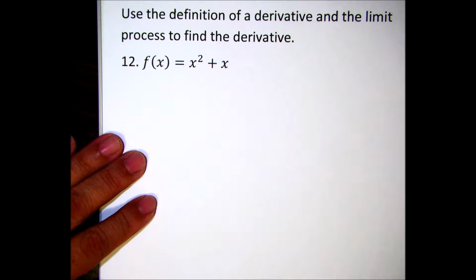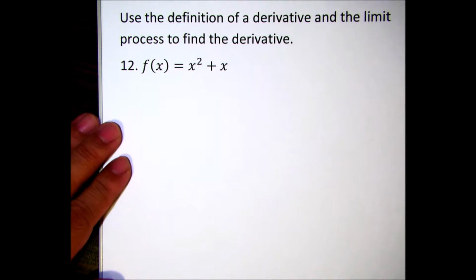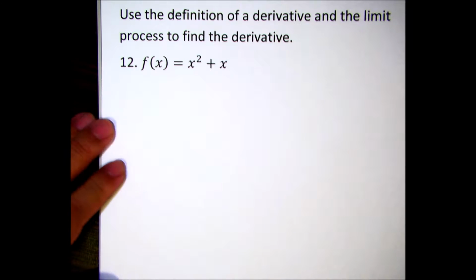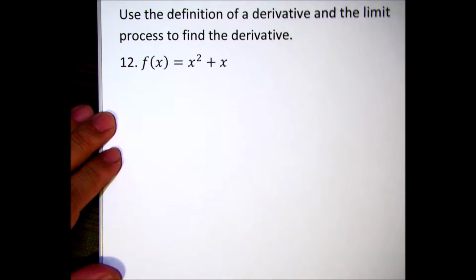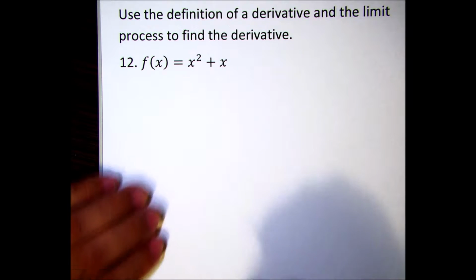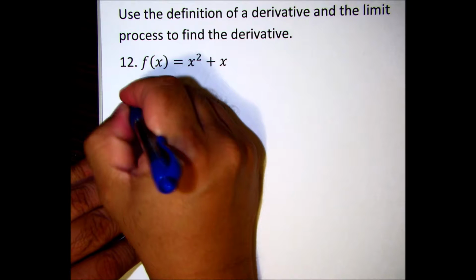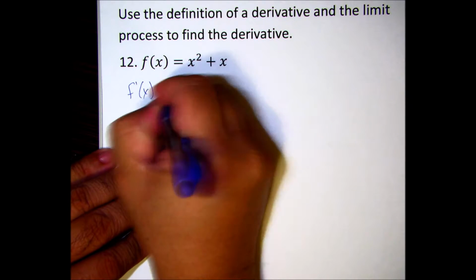All right. This is number 12. We're using the definition of a derivative and the limit process to find a derivative. So the definition of a derivative, if you recall, looks like this.